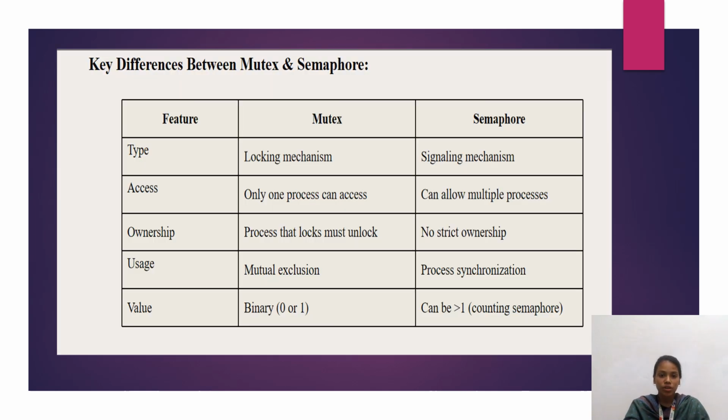Key differences between mutex and semaphore. Feature: type. Mutex is a locking mechanism, semaphore is a signaling mechanism. Access: mutex allows only one process to access, semaphore can allow multiple processes. Ownership: the process that locked the mutex must unlock it, semaphore has no strict ownership. Uses: mutex for mutual exclusion, semaphore for process synchronization. Value: mutex is binary, 0 or 1, semaphore can be binary or counting, greater than 1.